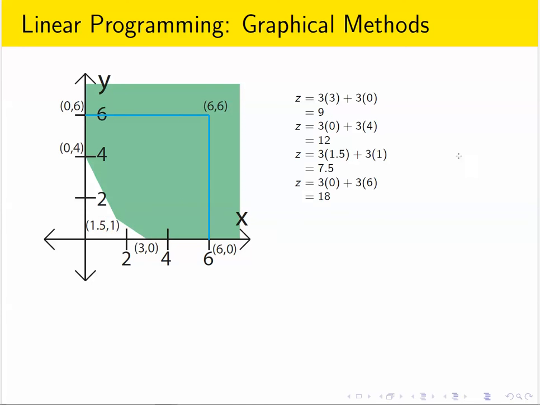So one of those corners is at 0, 6. That corner produces an output of 18. Another corner is at 6, 0, producing an output of 18. And another artificial corner is at 6, 6, producing an output of 36. So all of these three values were artificial corner values. Notice that they're all bigger than the values we got at the original corners.